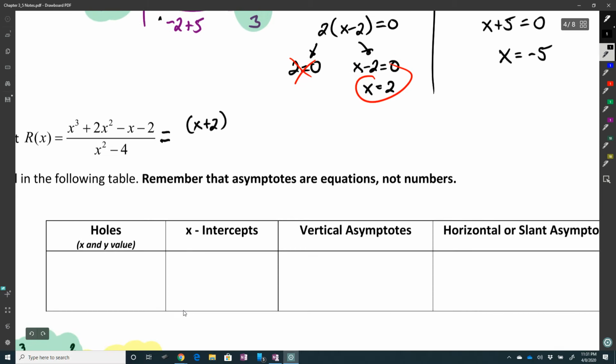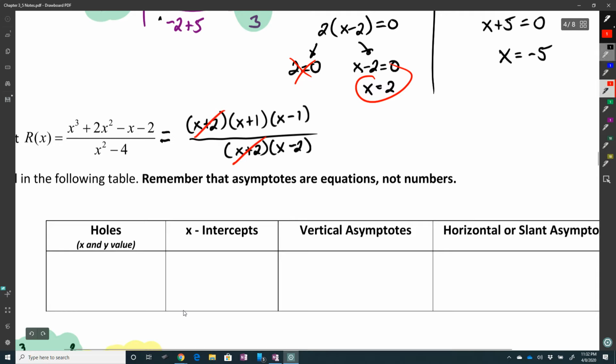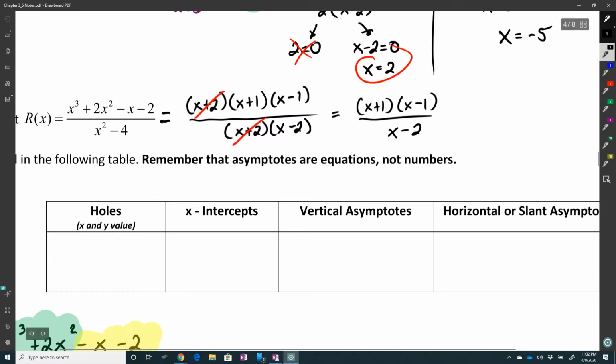x plus 2, x plus 1, x minus 1. And on the bottom, I just have x plus 2, x minus 2. So notice that the x plus 2's cancel, which leaves me with x plus 1, x minus 1 over x minus 2. So let's go ahead and fill all this in.